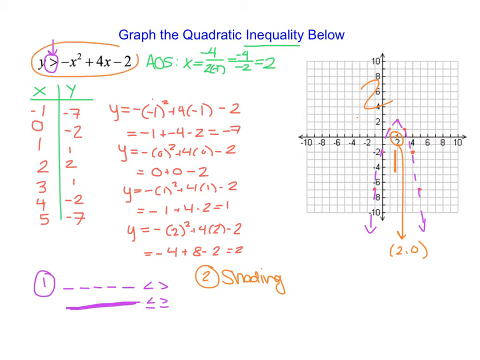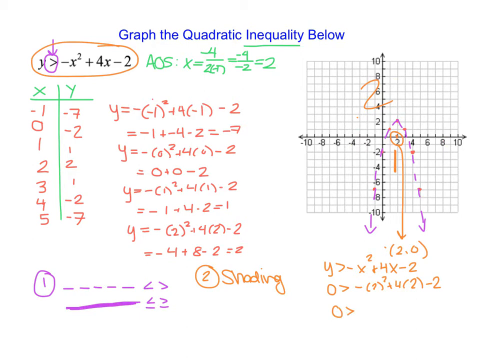inside of this inequality. And if this point works, I'm going to shade where that point is. And if that point doesn't work in the inequality, I'm going to shade the other region. So here I have y is greater than negative x squared plus 4x minus 2. So if I'm using this point, I have 0 is greater than negative, and then I have 2 squared plus 4 times 2 minus 2.